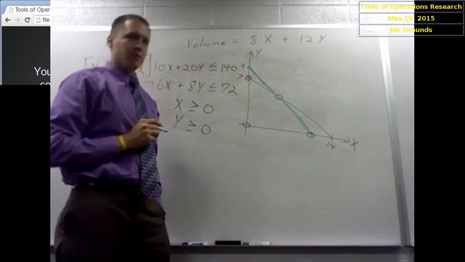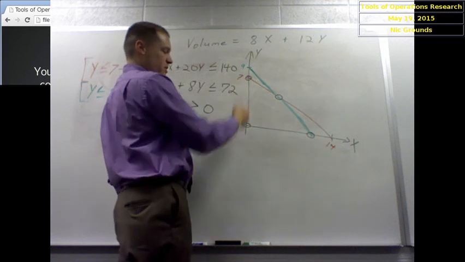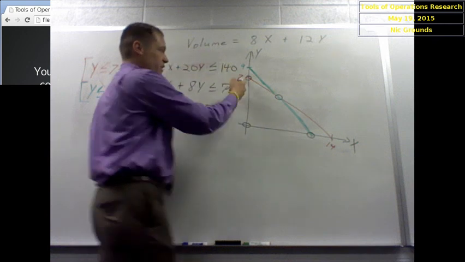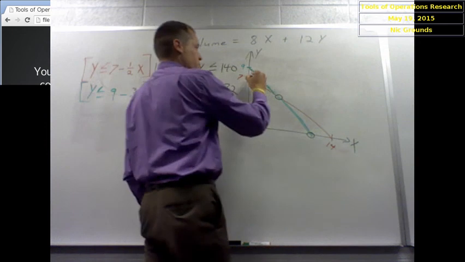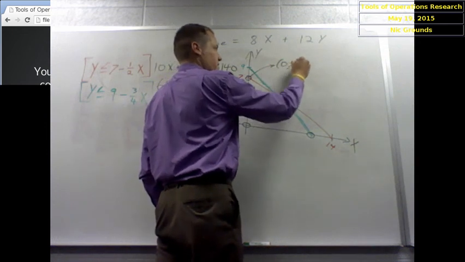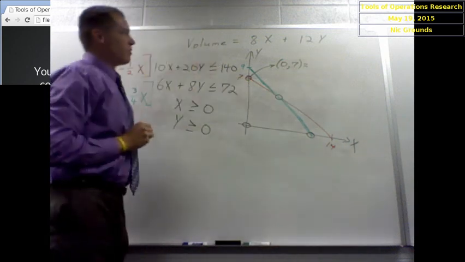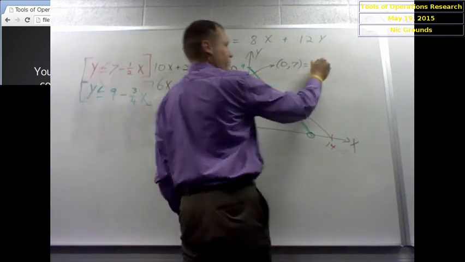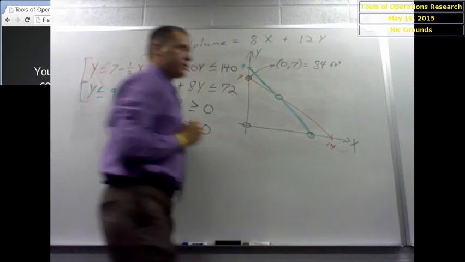Okay? Let's do the easy one first. So this point up here represents no x cabinets. So x is 0, y is 7, right, according to our budget constraint. So this value here, we have 0 x cabinets, we have 7 y cabinets, and the volume for that is 84 cubic feet.